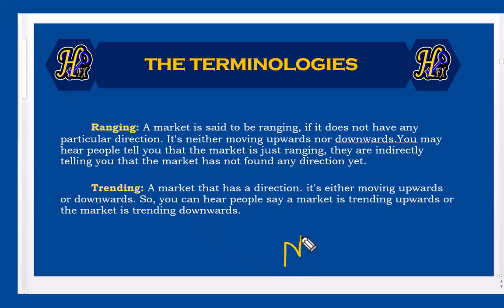So you can see a market moving like this. In this case, the market is trending, and the direction of that trend is an upward trend. Or the market can also be moving like this, and then this direction is a downward trend. It means these two are indications that the market is trending. So we have only two types of trends, which are the uptrends and then the downtrends.